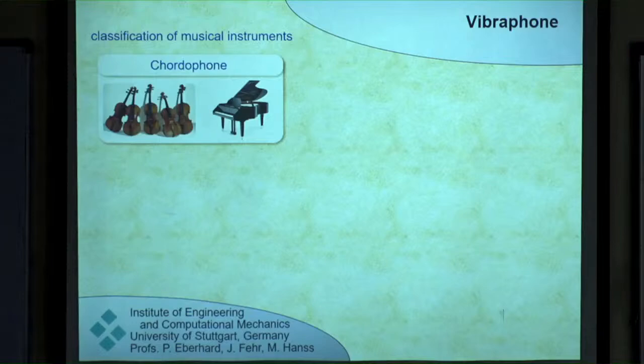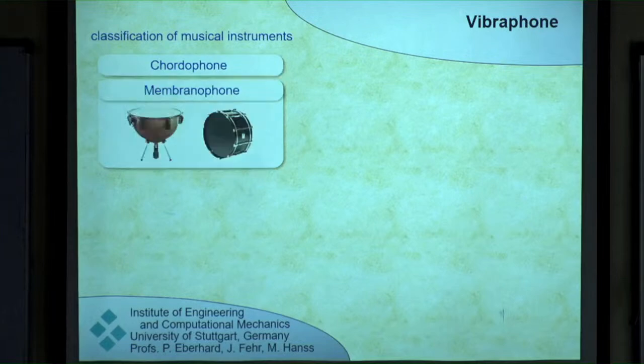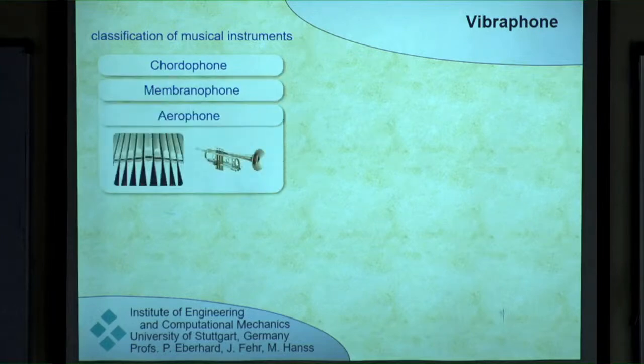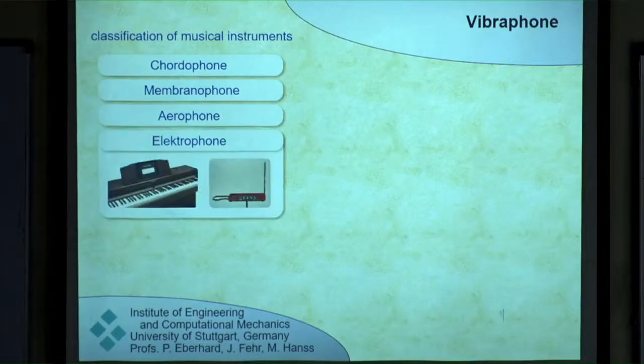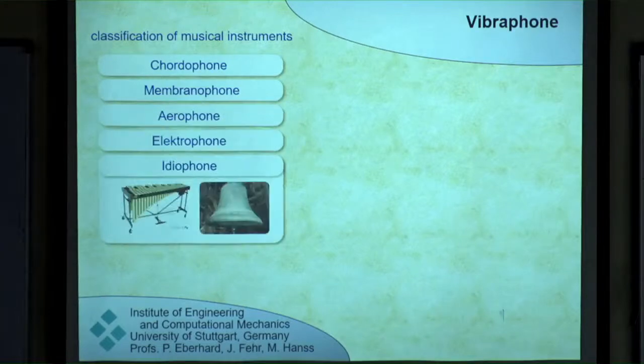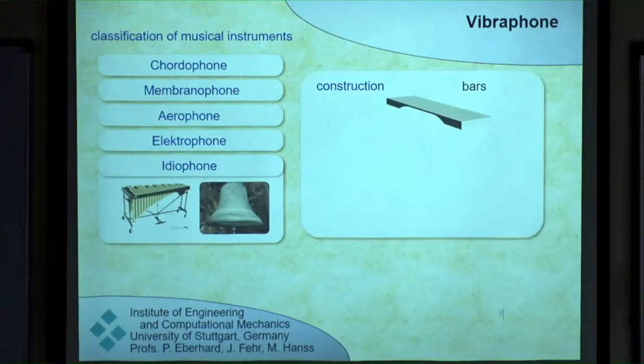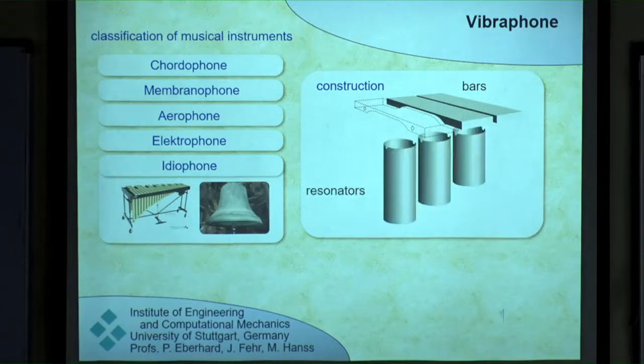So there are different kinds of music instruments. Chordophones, these are the ones with strings, membranophones, drums, for example, aerophones, organs, trumpets are like this, electrophones, idiophones, we will talk about these later. And these idiophones have a simple design. There is a bar, usually a metal bar, of a certain shape. We will come to why this shape is there. And there are different ones of these shapes so that you can play different notes.